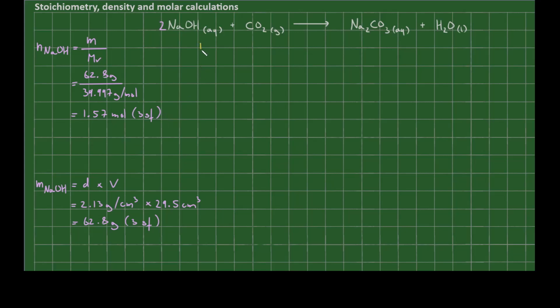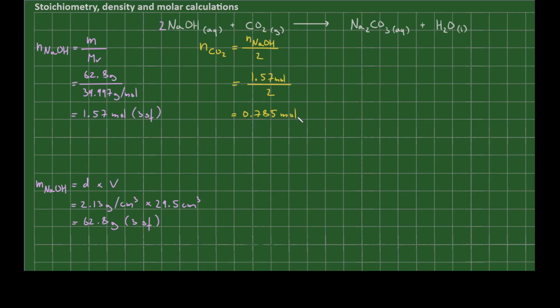Now I can use the reaction ratio to calculate the number of moles of carbon dioxide. Based on the reaction ratio, I will have half as many moles of carbon dioxide as I do moles of sodium hydroxide. And because I have 1.57 moles of sodium hydroxide, I can divide that by 2 to give me 0.785 moles of carbon dioxide.